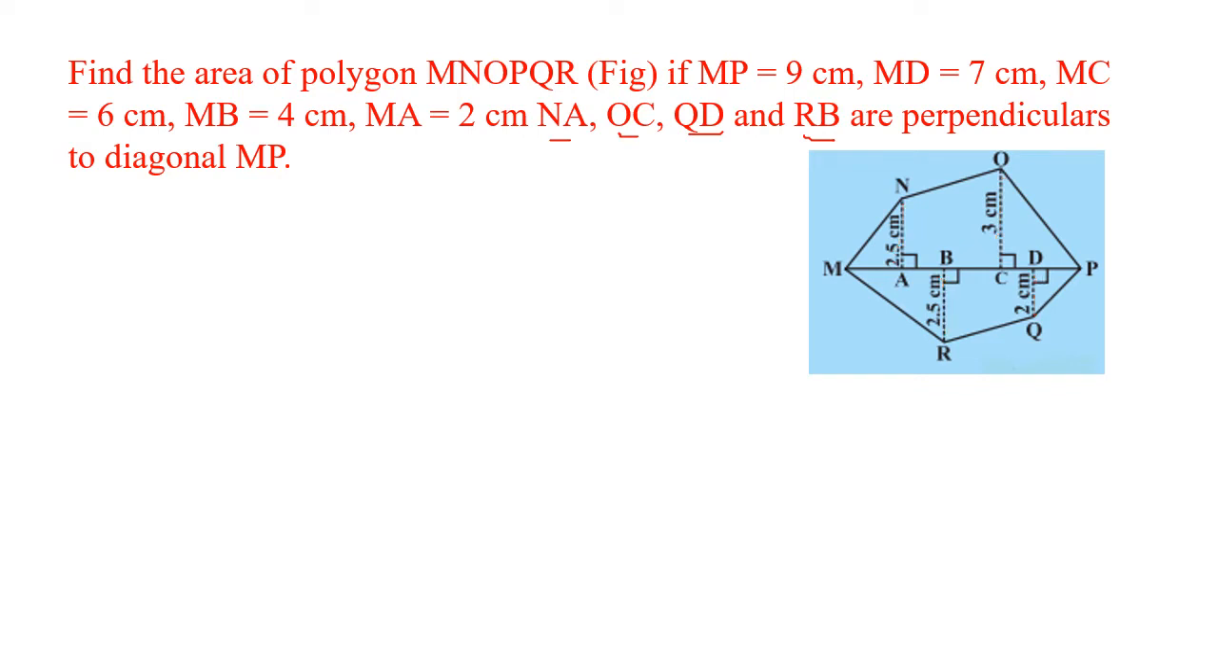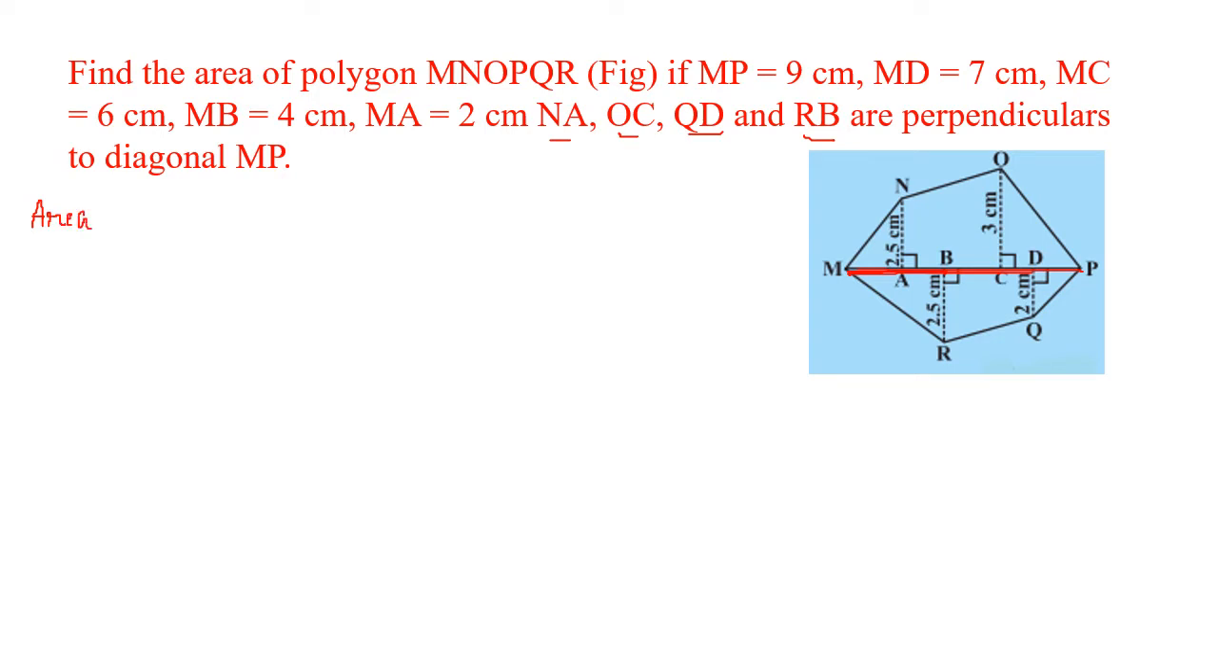And the other ones, that is MP, the whole of MP is 9, MD is 7, MC is 6, MB is 4 and MA is 2. So this whole thing is 9. Then MD is 7, MC is given 6, MB is given 4 and MA is given 2. Now before we go there, let us write down the formula in the equation first.